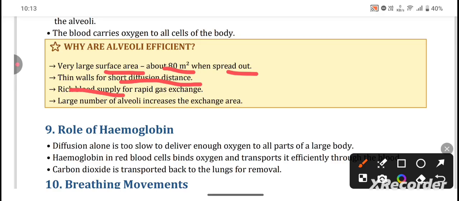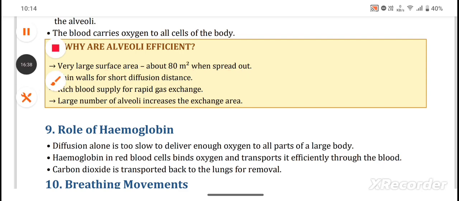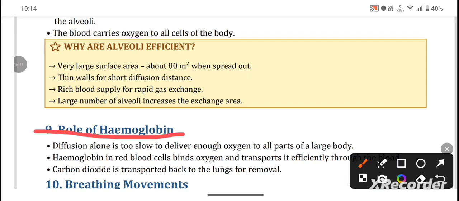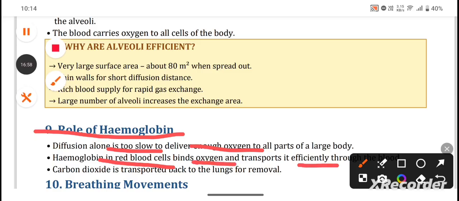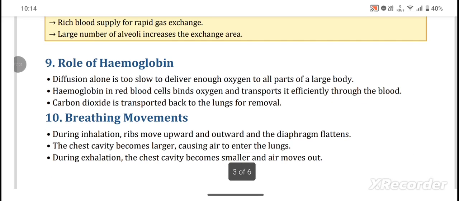Even though the oxygen diffuses into the blood, there must be a certain molecule to carry this oxygen to the remaining parts of the body, and that molecule is hemoglobin. So, the role of hemoglobin in gas exchange. Diffusion alone is too slow to deliver enough oxygen to all parts of a large body. The hemoglobin is present in the red blood cell, binds oxygen and transports it efficiently through the blood, and carbon dioxide is transported back to the lungs for removal.